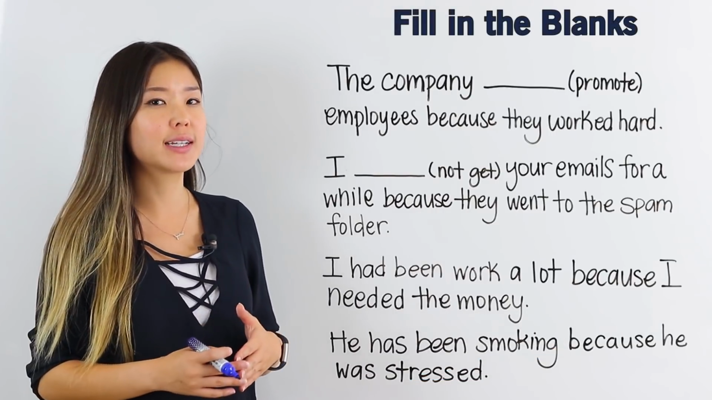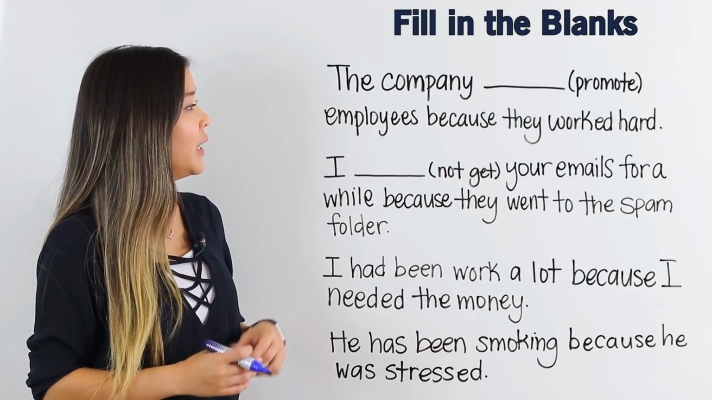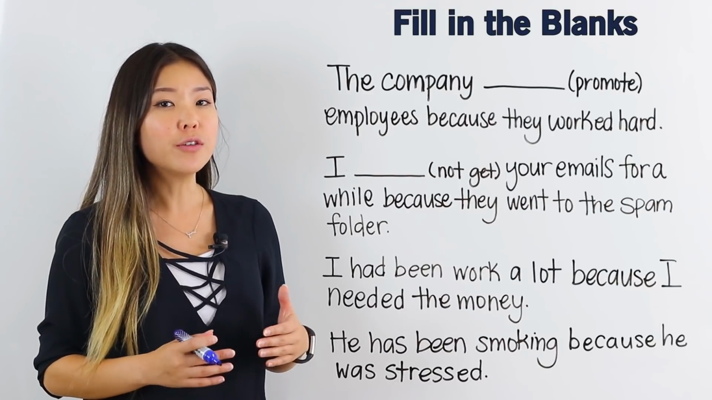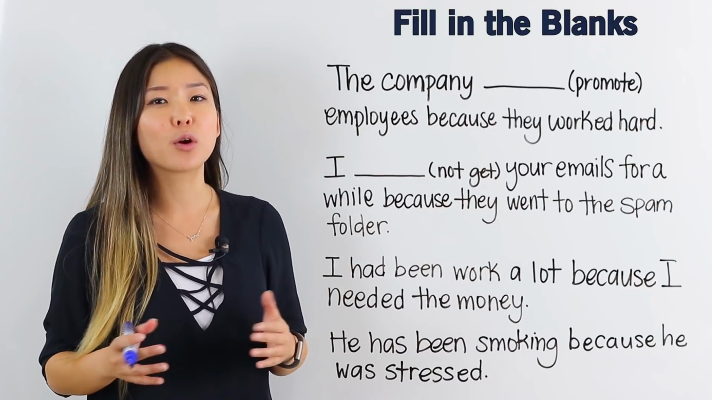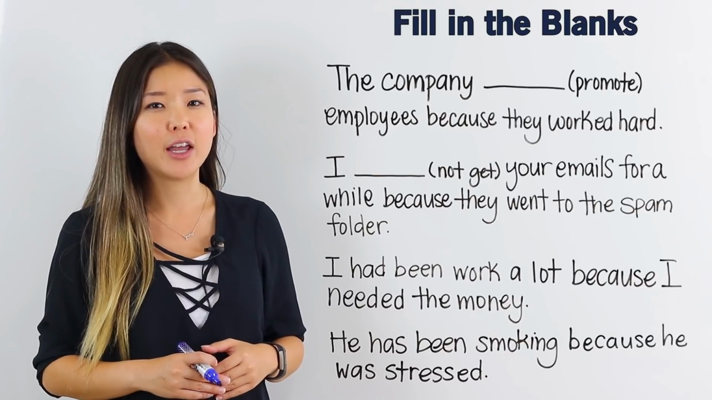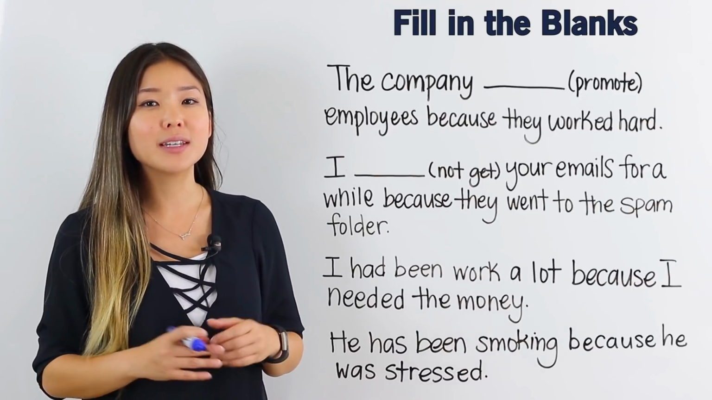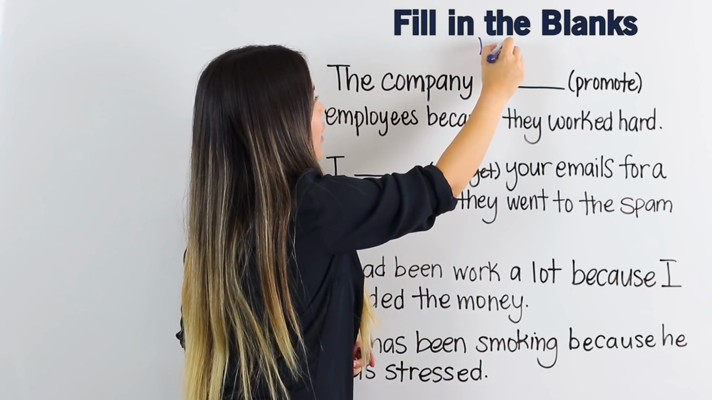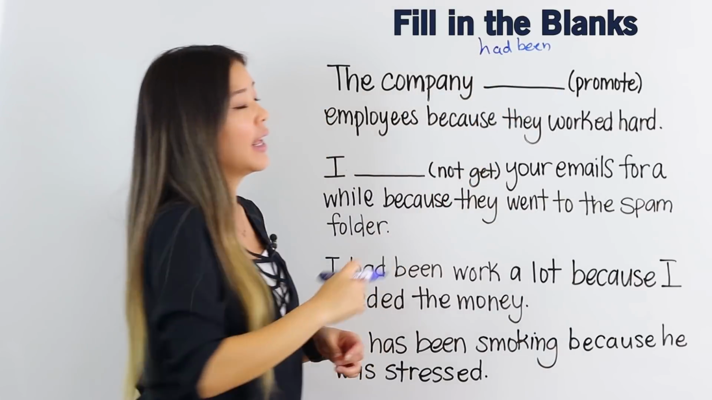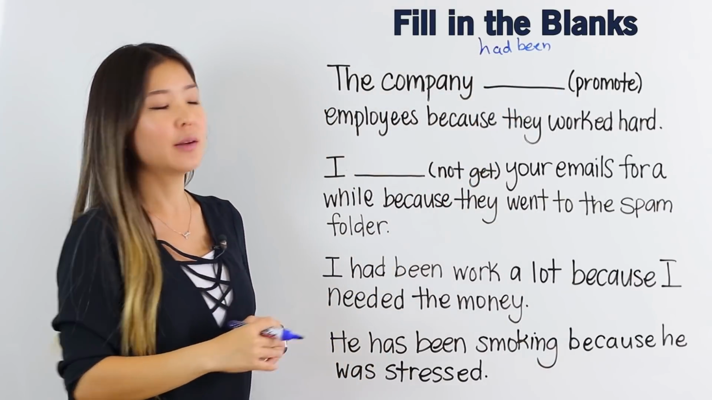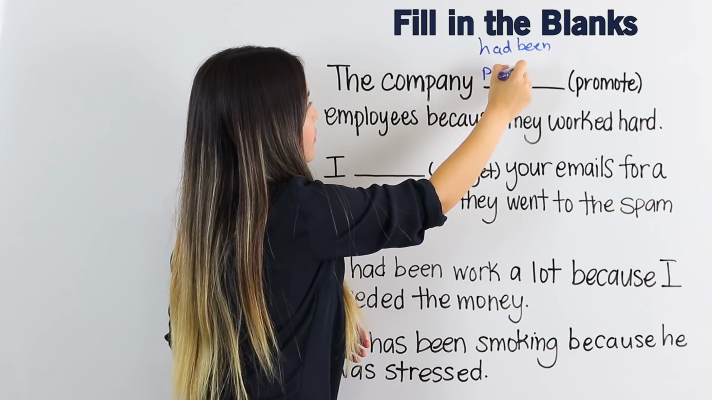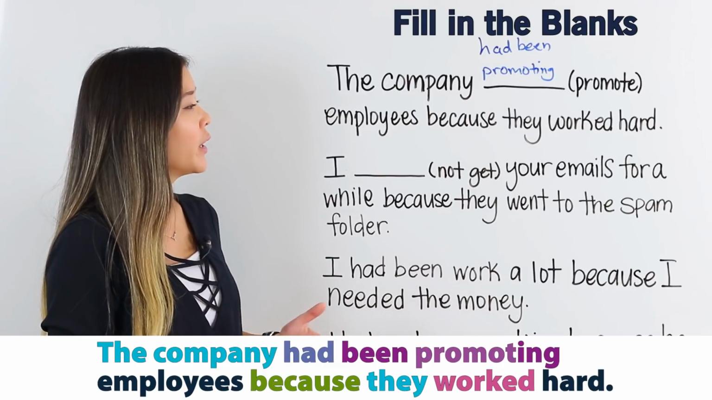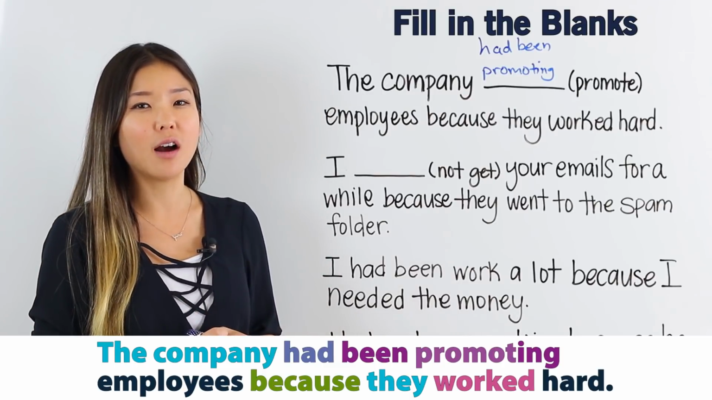Take a look at the first example. It says, the company blank employees because they worked hard. Use the verb promote in the past perfect continuous tense. Remember, no matter what the subject, we follow with had been. So we say the company had been and then verb ing. So promoting. The company had been promoting employees because they worked hard.